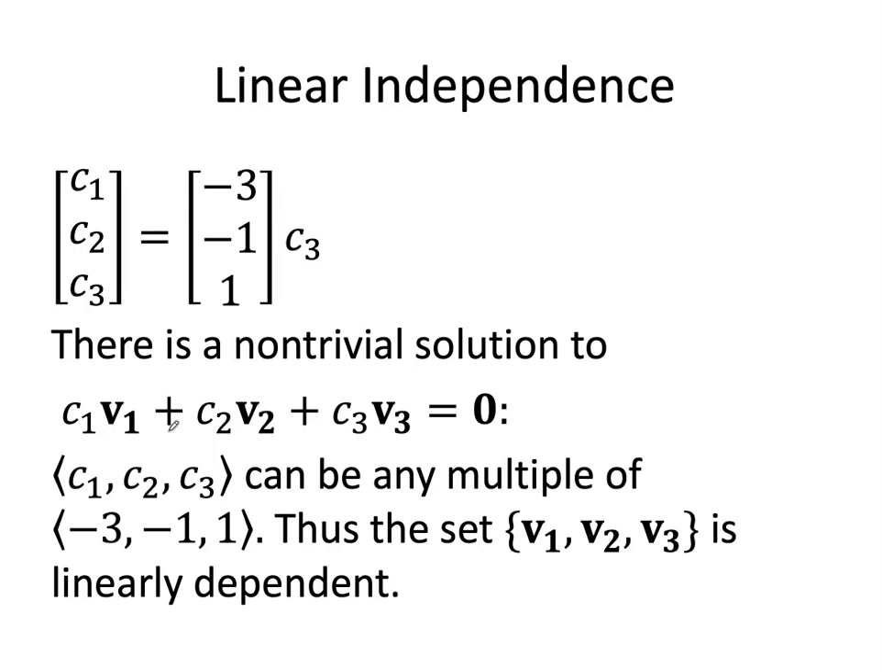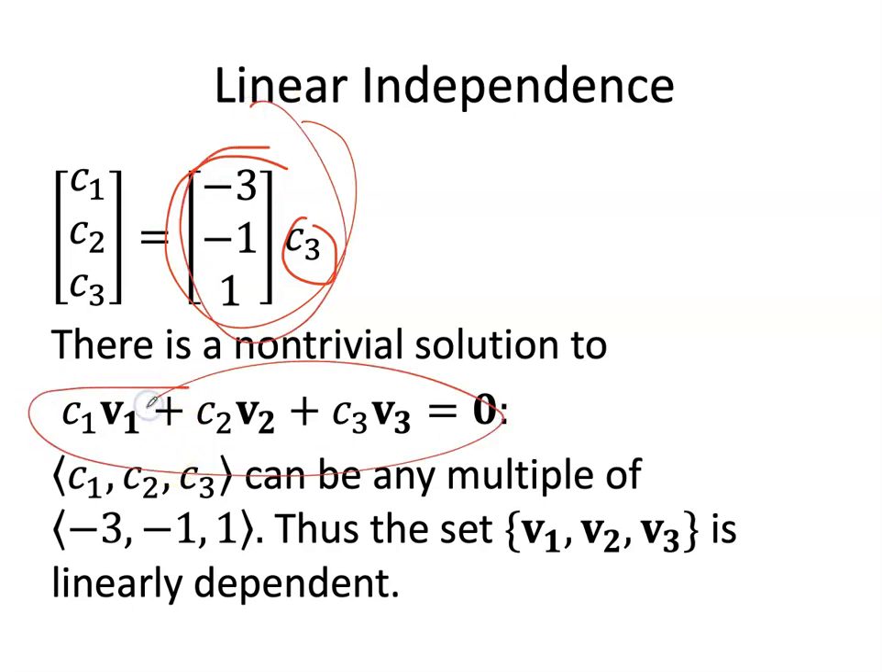c1 v1 plus c2 v2 plus c3 v3 equals 0. Any solution c1, c2, c3 is going to work as long as it's a multiple of (negative 3, negative 1, 1). So you can plug in any value for c3 here, anything from negative infinity to infinity, including 0, multiply it by this vector, and you're going to get a solution. Thus, the set v1, v2, v3 is linearly dependent because we have non-trivial solutions to this vector equation.